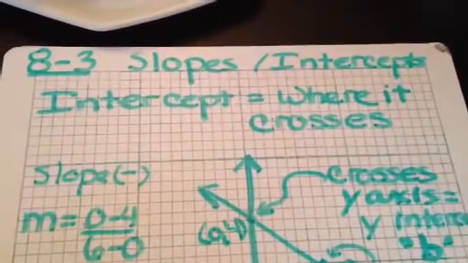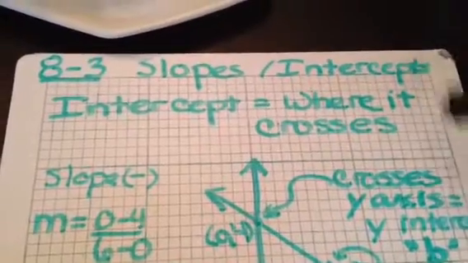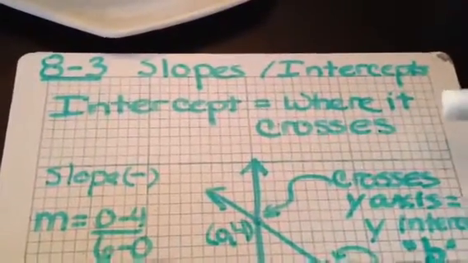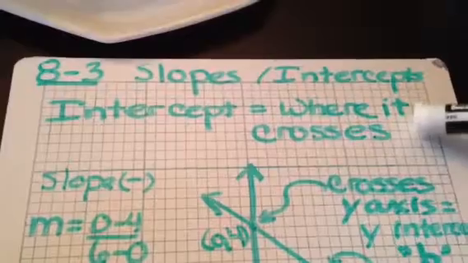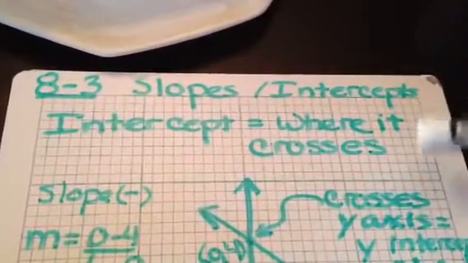8.3, slopes and intercepts. All right, so we have talked about this. This goes real quick, guys, so this one's going to be a short one as well. The intercept is where the line crosses, okay? And so we're going to have two different intercepts.